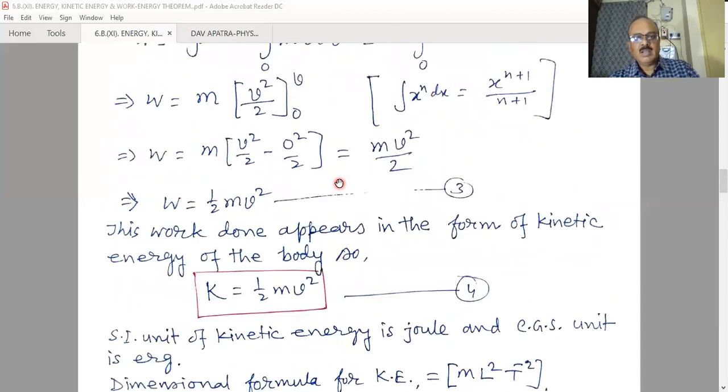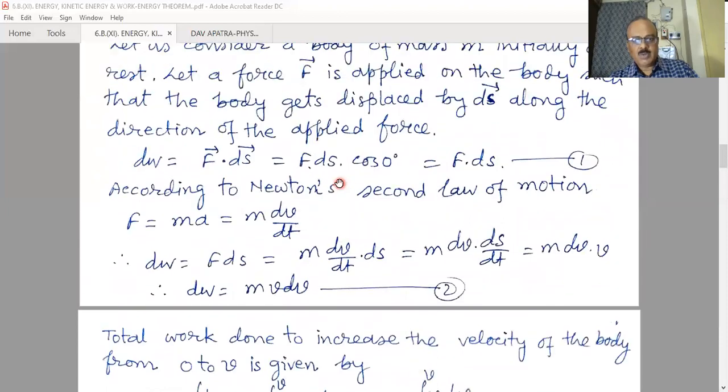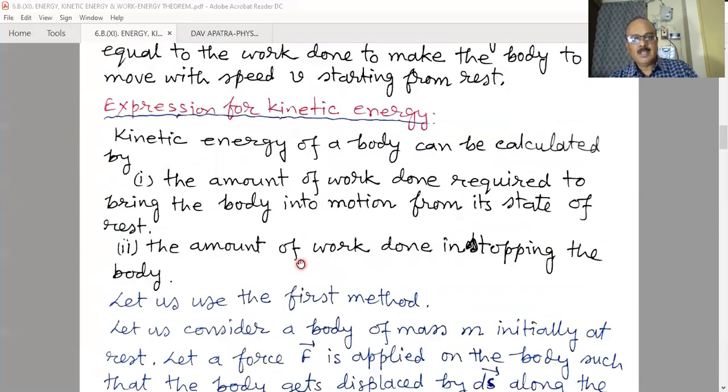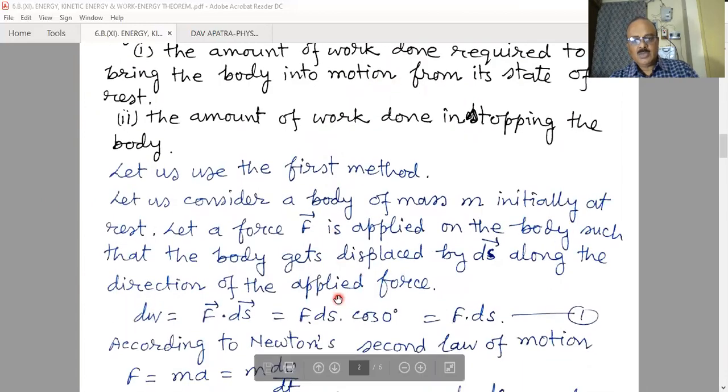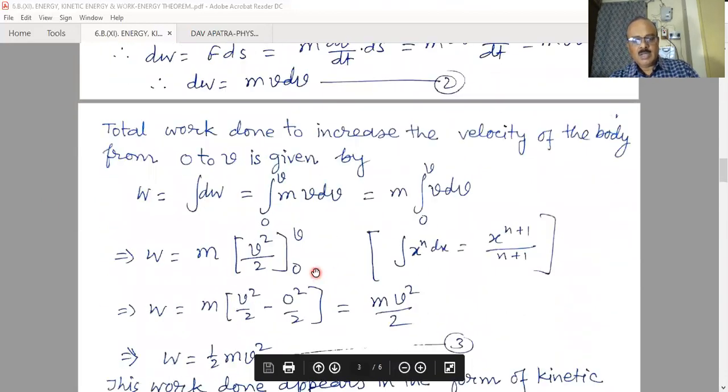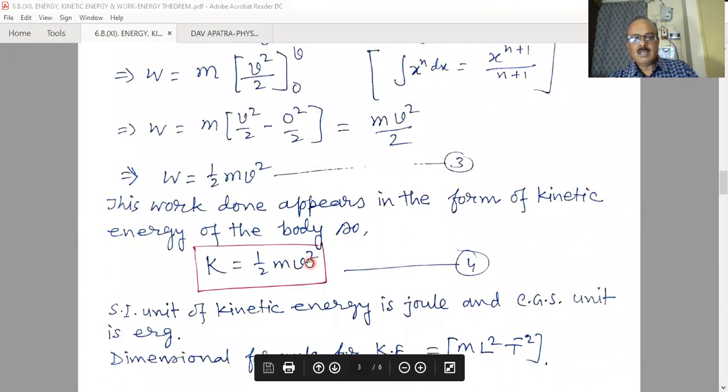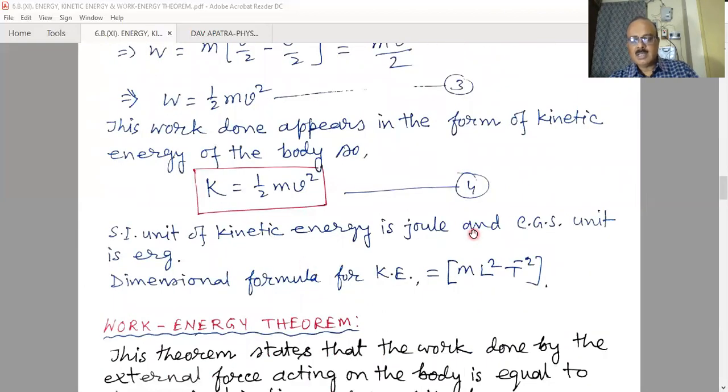And how can we find it out? It is one way we can find the expression for the kinetic energy. In this case, we take the amount of work done required to bring the body into motion from its state of rest. In this process, we calculate the total work done, and that is nothing but half m v square, which is nothing but the kinetic energy.